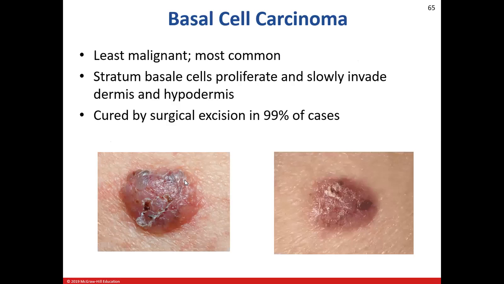So the basal cell carcinoma is the least malignant. It's the most common of the skin cancers that we talk about. It really affects the stratum basale, and so the stratum basale cells proliferate and slowly invade the dermis and the hypodermis. So it's actually growing deep into the tissue. And it's cured typically by surgical excision. So basically we just go in, we cut it out, make sure that we go deep enough, and that's essentially how you get rid of a basal cell carcinoma. But again, this is the least malignant of these.